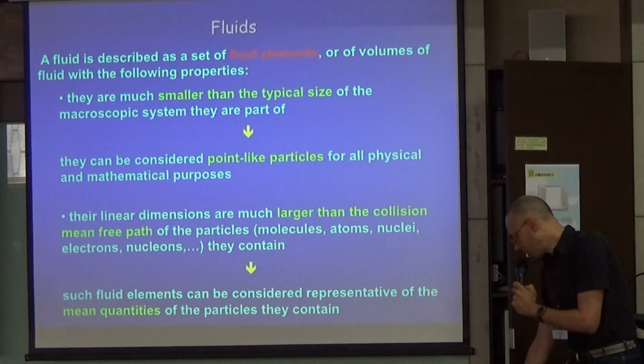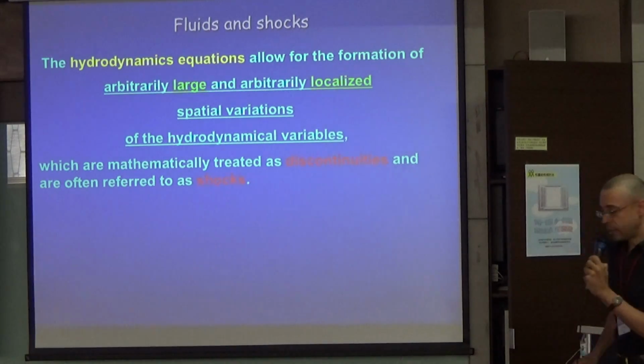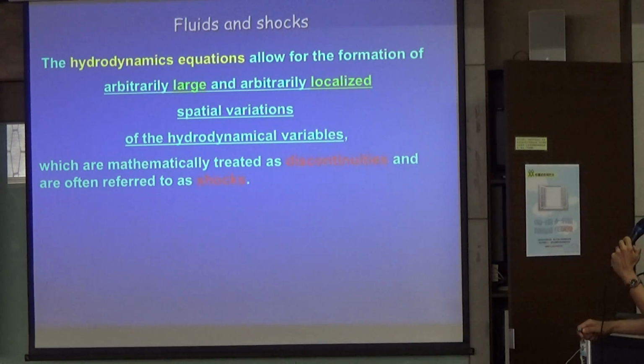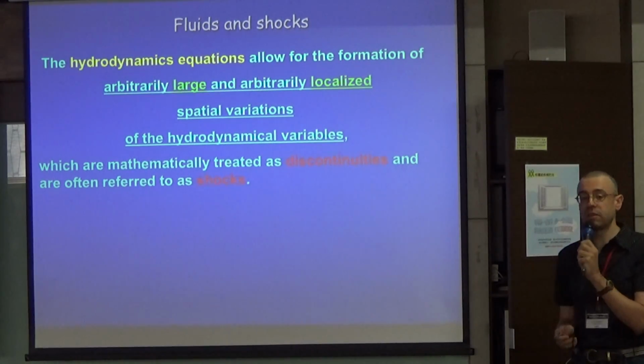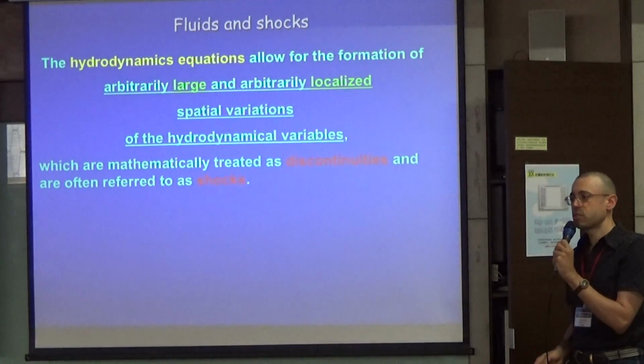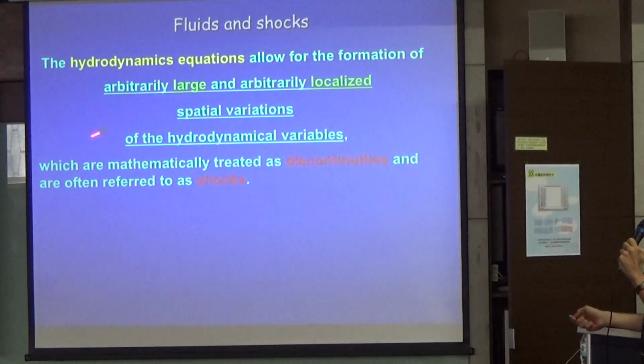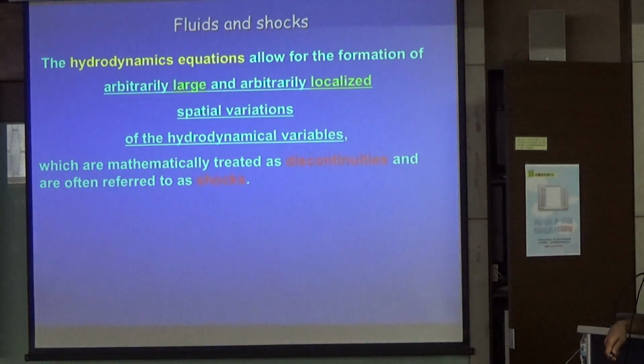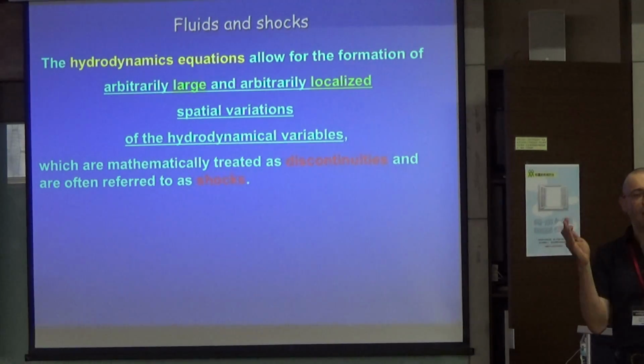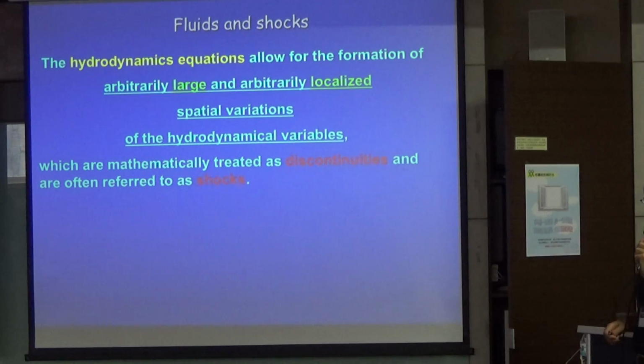And then I have to talk about shocks, because they do happen when matter is present. What are shocks? Shocks are arbitrarily large, arbitrarily localized spatial variations of the hydrodynamical variables in space. Simply speaking, we can say they are discontinuities. So there is a jump in pressure somewhere. For example, two stars collide. There is a jump in velocity, okay?